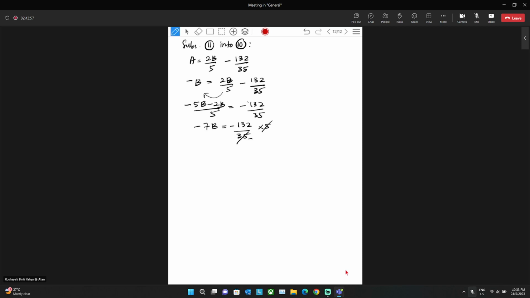Okay. So, B equal to, this can be cancelled out, 132 over 7 times 1 over 7 equal to 132 over 49. Right? So, A equal to negative 132 over 49. So, we will do this later.